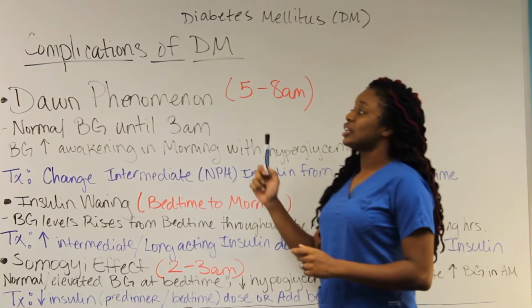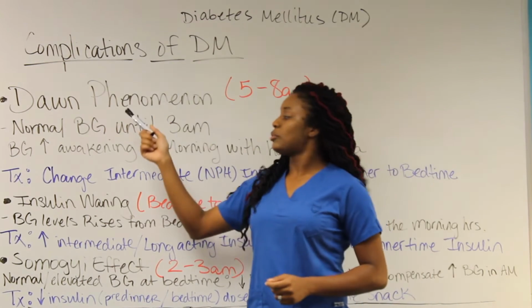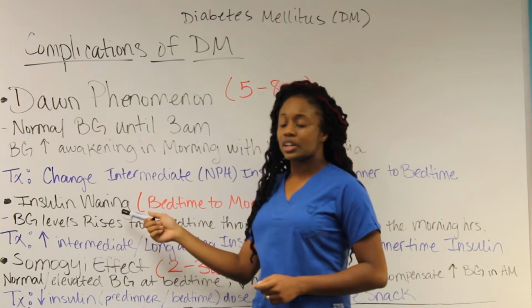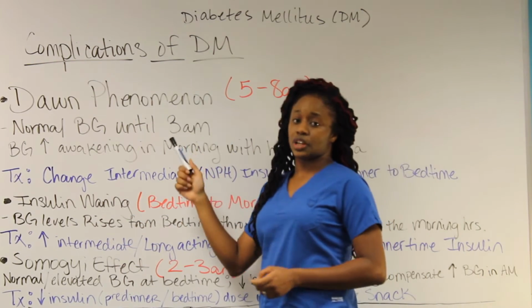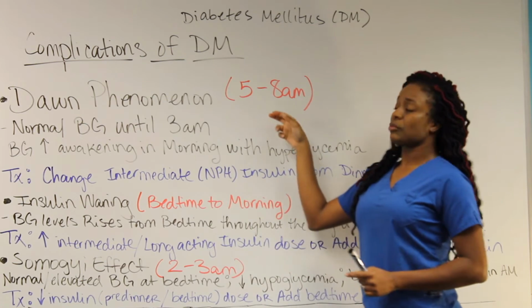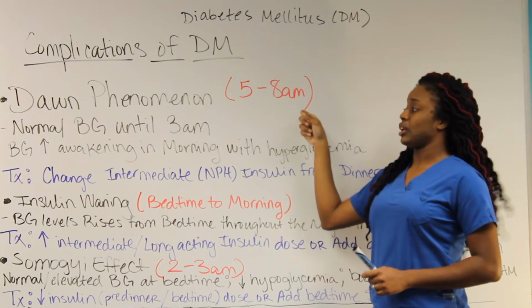So now we're going to go ahead and talk about other complications with diabetes. You have the Dawn phenomenon, you have insulin waning, and then you have the Somogyi effect. So the first one I'm going to talk about is Dawn phenomenon. And as you can see here, Dawn phenomenon starts within the hours of 5 a.m. and goes through 8 a.m., okay?